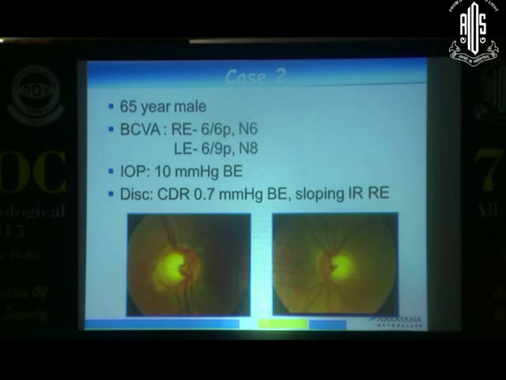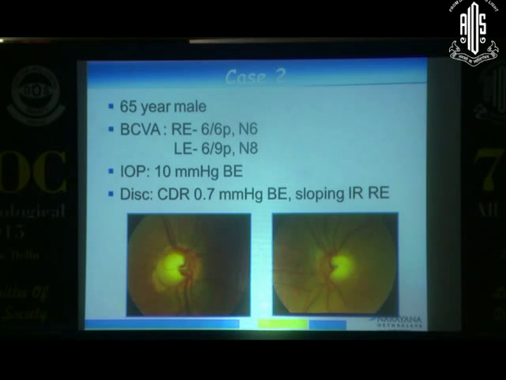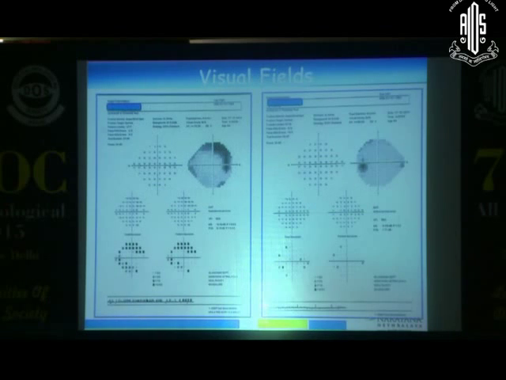Right. The next case, a 65-year-old male with good vision, 6/6 in one eye, 6/9 in the other, pressures being normal. The nerves look like that. The inferior and temporal rim look sloping. There is a peripapillary crescent. Look at the fields. If you go back to the disc, you can see inferior and temporal rim looks a little suspicious there with a peripapillary crescent here and a superior arcuate in the right eye.